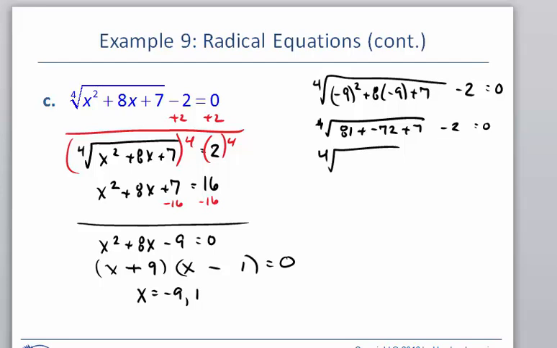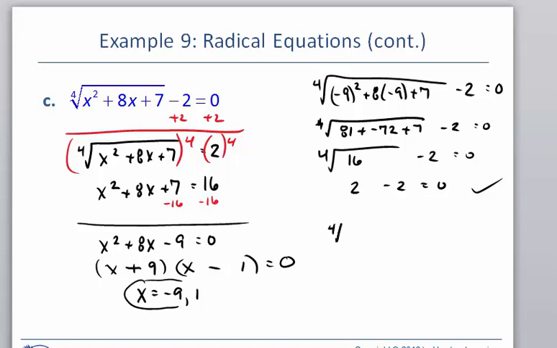9 plus 7 is going to be 16. So the fourth root of 16 we know is 2. 2 times 2 times 2 times 2 is 16. Minus 2 is equal to 0. So we know that the -9 looks pretty good. Okay, -9 works perfect. All right, let's try the 1.